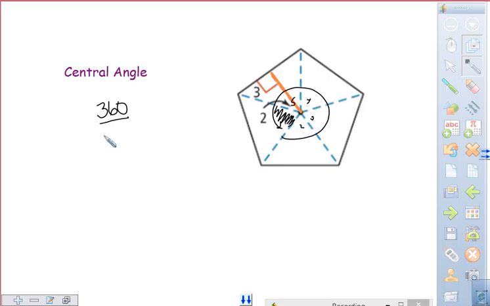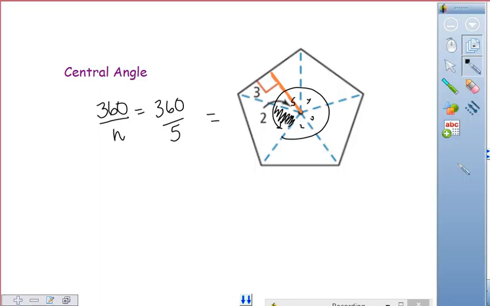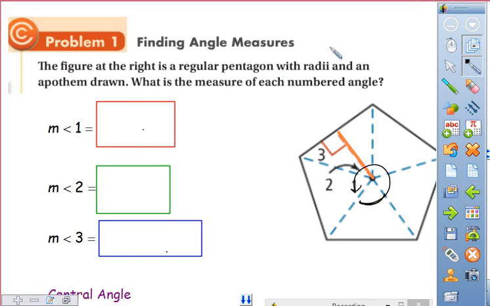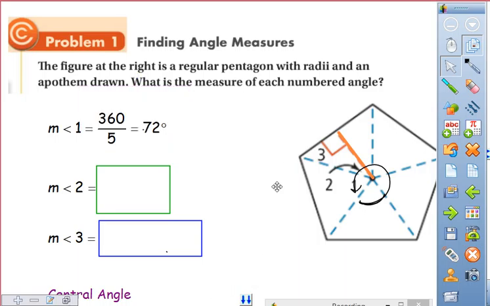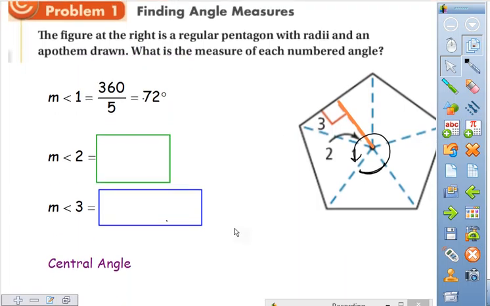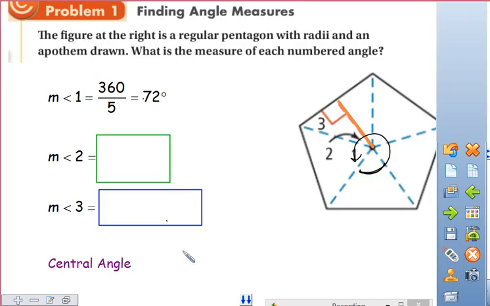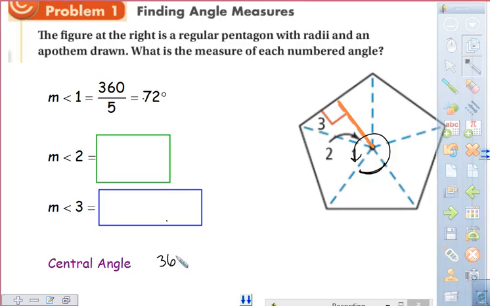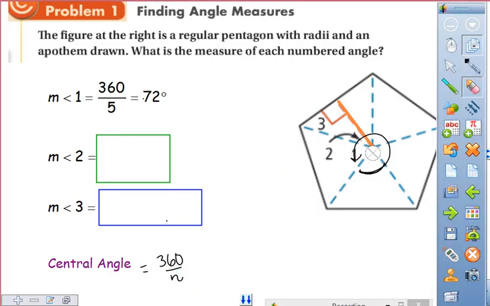So 360 degrees divided by the number of sides. If there are 5 sides on a pentagon, then it would have 5 central angles. That is going to give us 72. So to find a central angle, our formula is to take 360 divided by the number of sides. So angle 1 was a central angle.